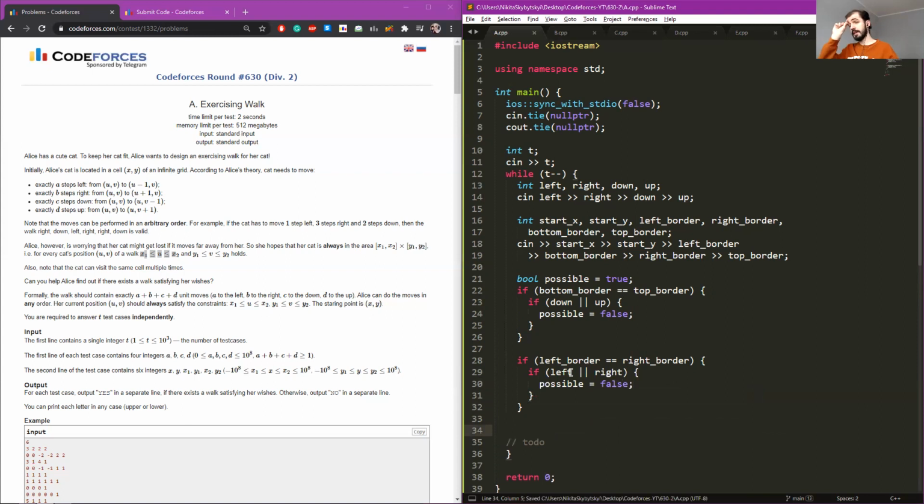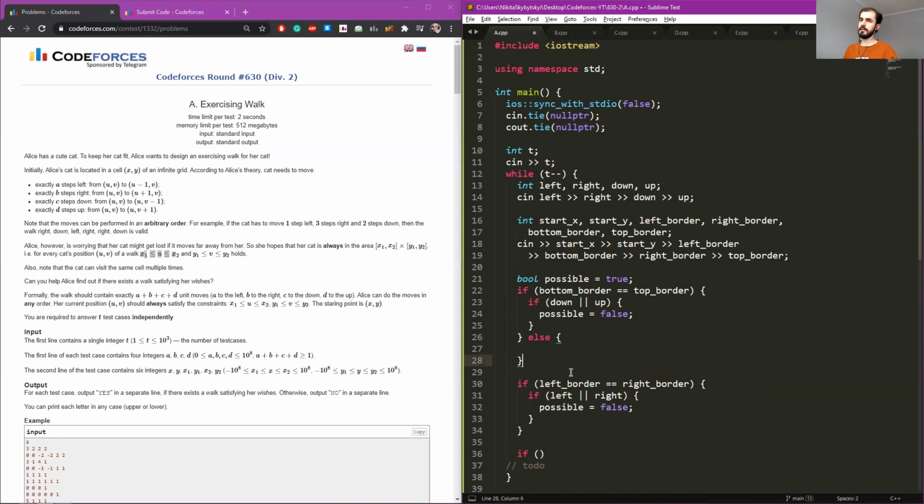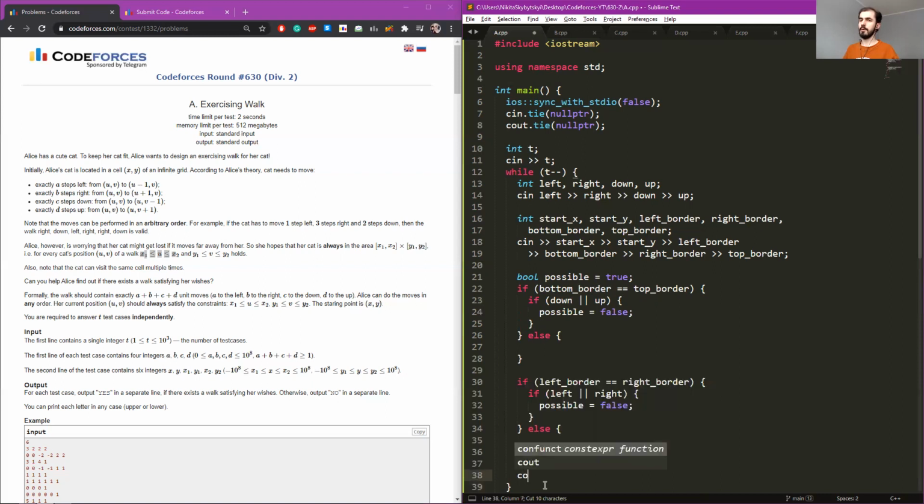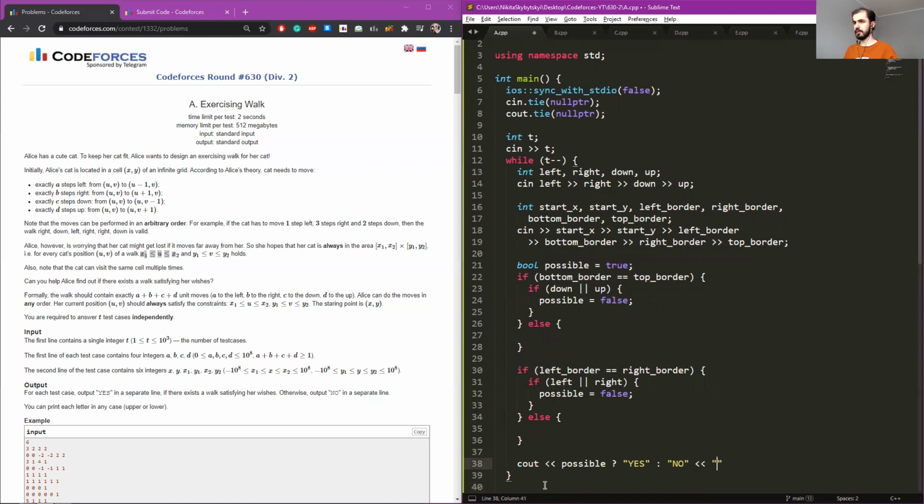If, however, there is space between the borders, then everything that matters is the general shift it has to make. So else, we can put here, just for convenience, and here we'll output possible, yes, no. We can put it once. Okay, I think it's valid, but let me just enclose it in case.